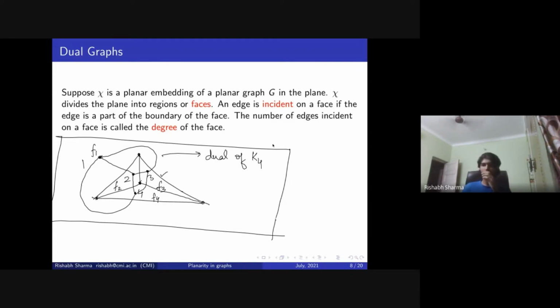And so some terminology we will be using later is, okay, is everybody fine with the construction of the dual? Does anybody have a doubt? Yes. Okay.